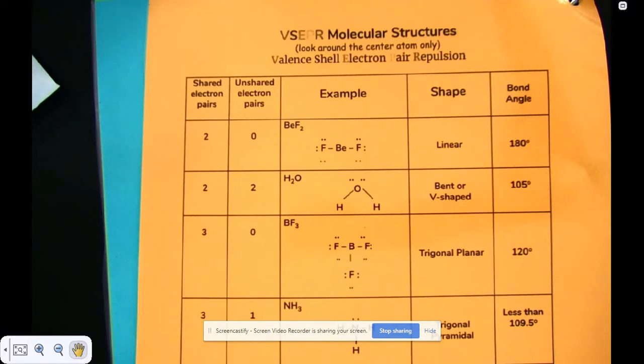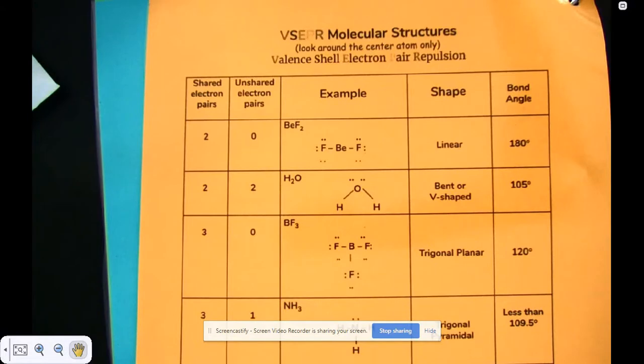VSEPR stands for valence shell electron pair repulsion. Basically, it's the concept behind why things form the shapes that they form. The idea here is that depending on how many electrons something has, shared or unshared pairs, will create a situation in which these parts of the molecules will be repelled from one another and pushed away. And because of that repulsion, they form different shapes.